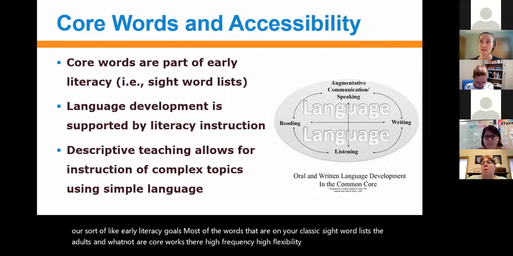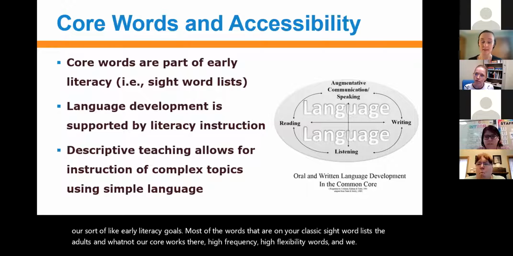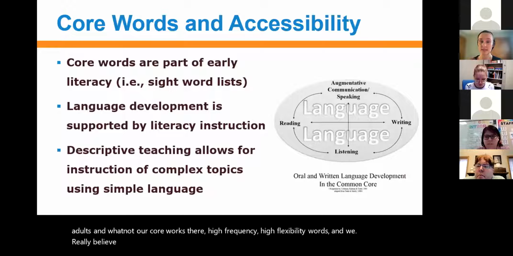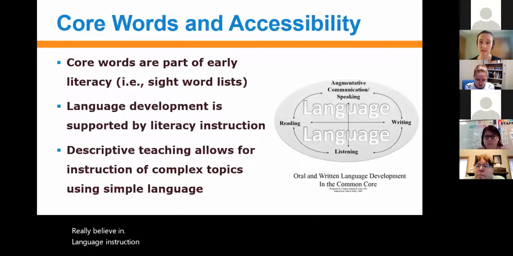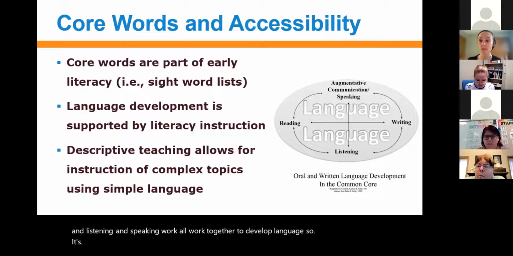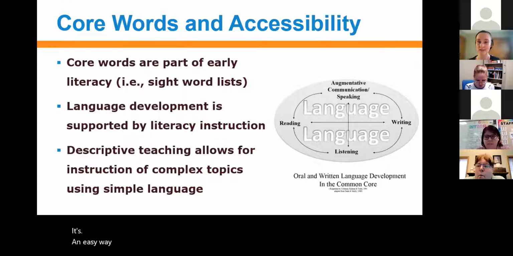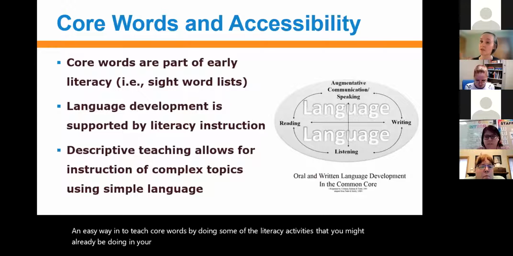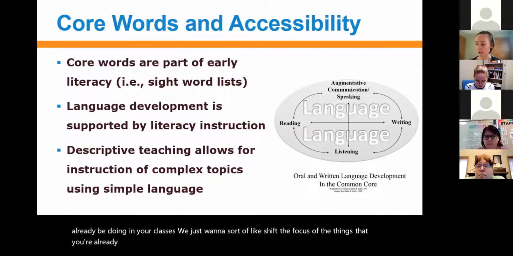And we really believe in language instruction that's supported by literacy instruction. We know that reading and writing and listening and speaking all work together to develop language. So it's an easy way in to teach core words by doing some of the literacy activities that you might already be doing in your classes. We just want to shift the focus of the things that you're already doing and make them a little bit more accessible.